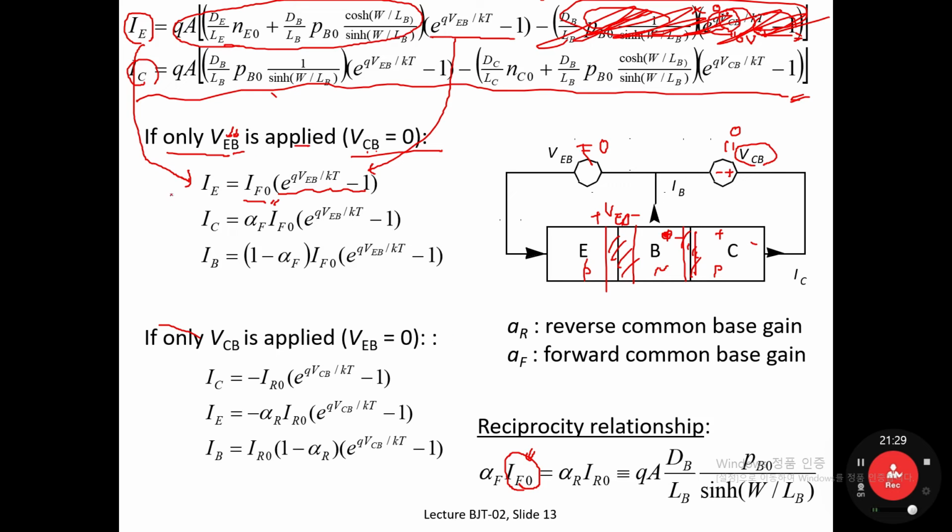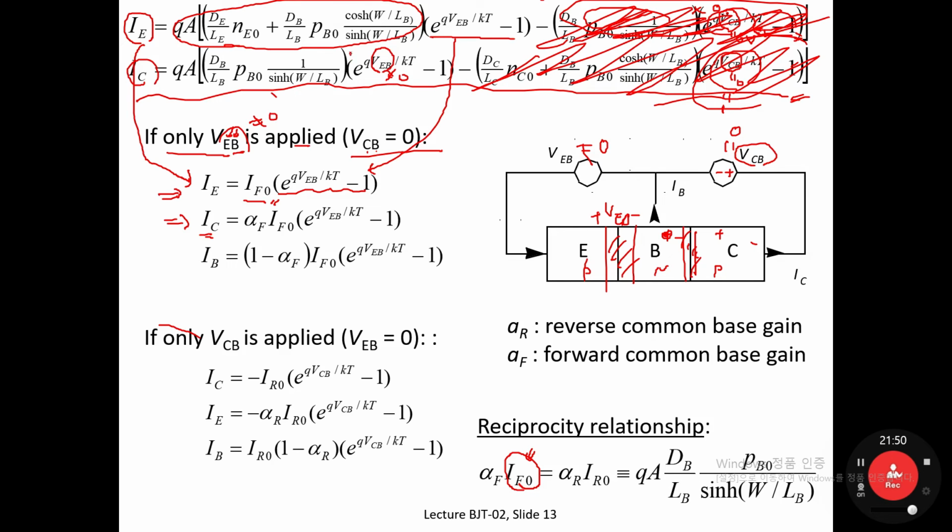Okay, and now let's look for the collector current I sub C when VEB is non-zero but VCB is 0. So go back to the equation here. VEB is non-zero, but VCB is 0. So that value is 1, and 1 minus 1 is 0. So now you can ignore the second term.